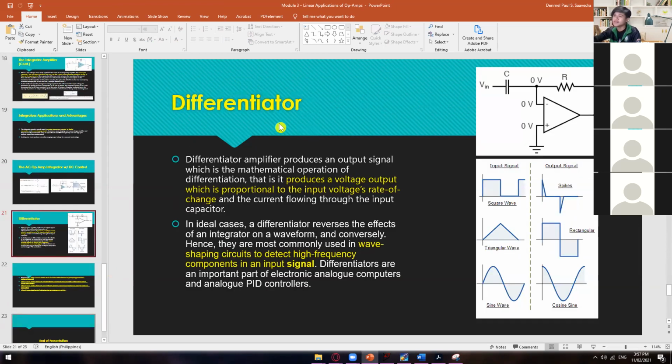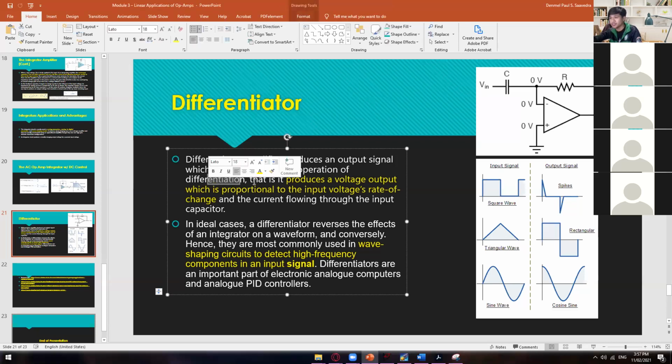All right, next. So we have here the differentiator. If you're going to take a look at this one, the only difference is the components, wherein the first one here is the capacitance and then the second one is the resistance. So in integrator, resistance first, and then for the differentiator, capacitance first. Okay. So a differentiator amplifier produces an output signal, which is the mathematical operation of differentiation. So that is why they call this one a differentiator.